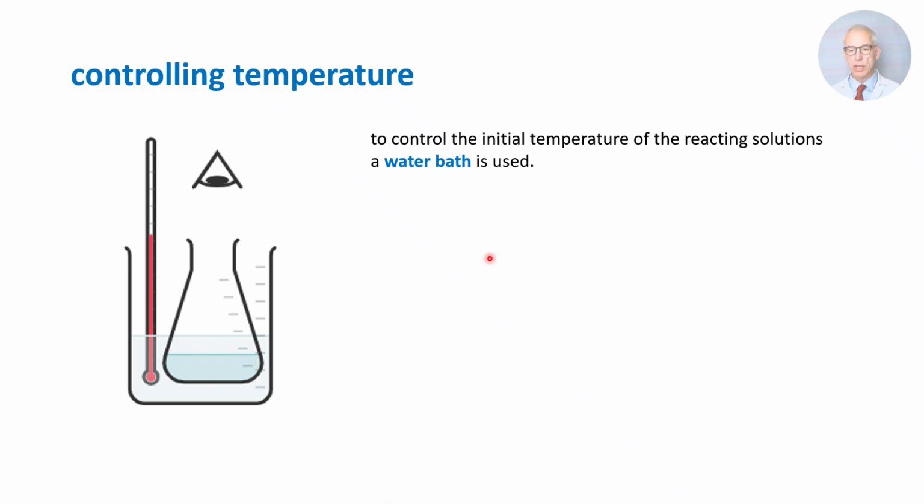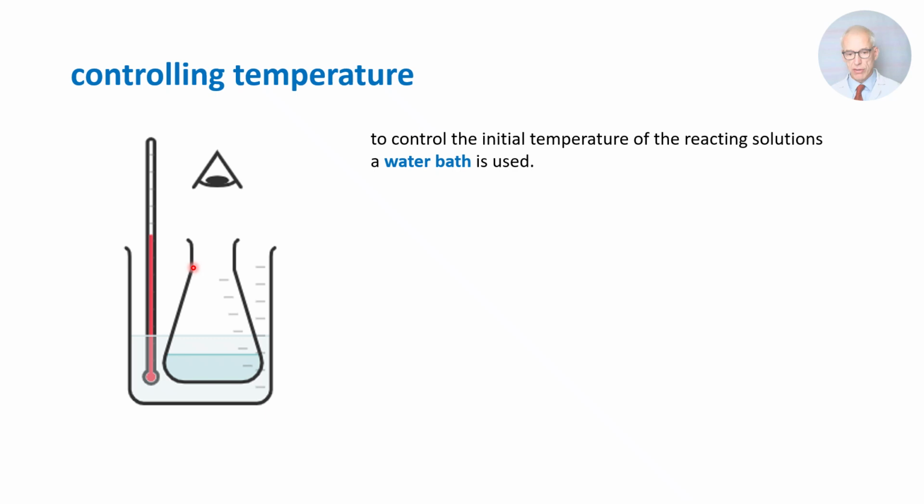I mentioned on the previous slide experiments involving carrying out the disappearing cross at different temperatures. Well, how would we control the temperature of a reaction? There's a standard technique for this that I'm going to set out in front of you. It involves the use of a water bath.